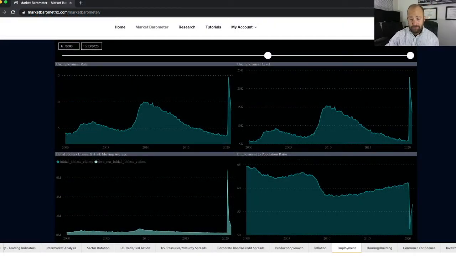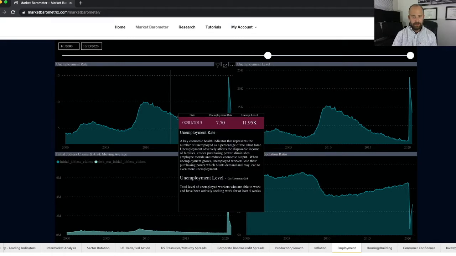So here we are in the macro section of the market barometer software, and we're on the employment tab. We have several metrics related to unemployment available to us here. So the unemployment rate is in the top left. This is a key indicator of economic health, and it represents the number of unemployed as a percentage of the labor force.